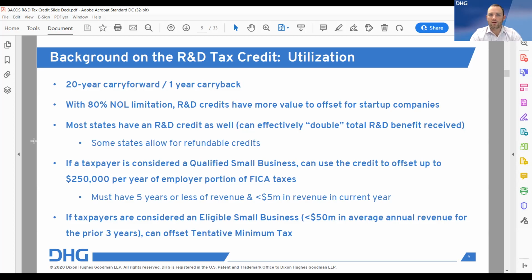And on top of that, some states allow for transfers of credits. You can sell credits. You can even have credits being refundable. Again, that's very state specific. But for example, if you're operating in Georgia, you can even get a credit to your employee payroll tax withholdings in the amount of the Georgia R&D credit. So that's a great example of how you can utilize the credit without having to follow an offset to your Georgia income tax, for example.